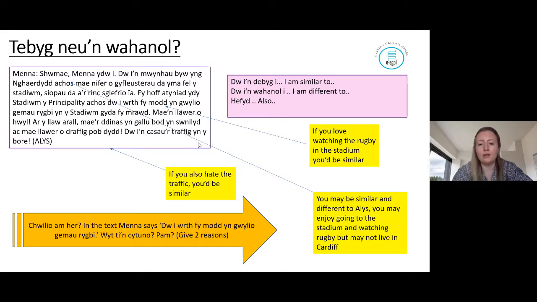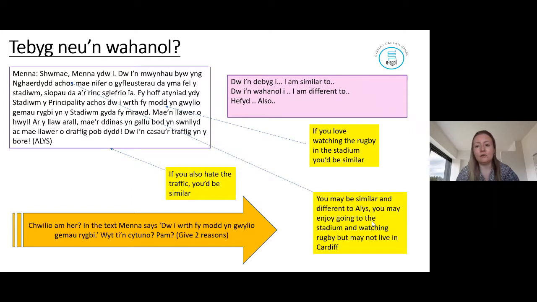Now, how can you extend your answers here? Well, quite simply, you can add idioms, you can add connectives, you can add third-person opinions. There's lots you can do to improve your answer. So, for example, you could say, a bod yn honest, dwi'n debyg i Menna, or a bod yn honest, dwi'n wahanol i Menna. Or you could say, ar y cyfan, which is a phrase we had at the beginning of the session, on the whole, dwi'n debyg i Menna. On the whole, I'm similar to Menna. But you could say, dwi'n wahanol weithiau. I am different i ryw raddau, to some extent.